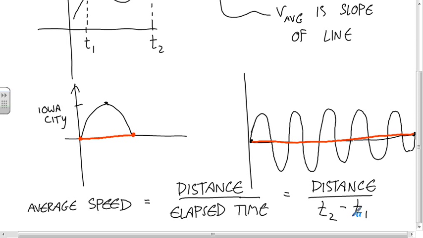Let's stop there, and next time I'll define instantaneous velocity. Okay, any questions before we go?